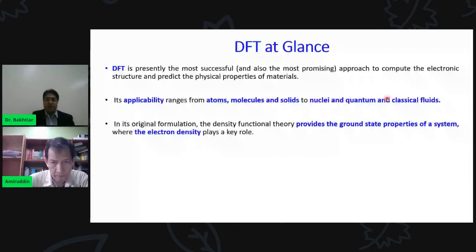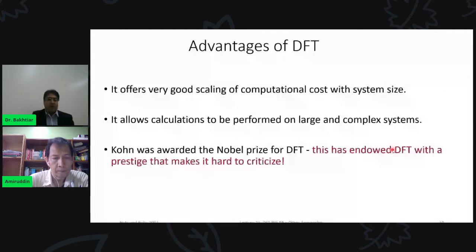In its original formulation, density functional theory provides the ground state properties of a system, where the electron density plays a key role. DFT has many advantages, like a very good scaling of computational cost with system size. It allows calculations to be performed on large and complex systems.